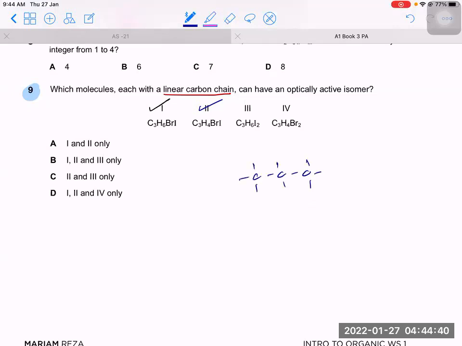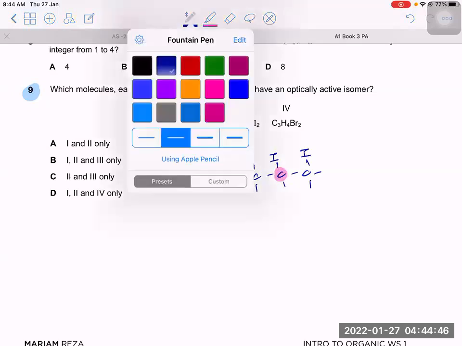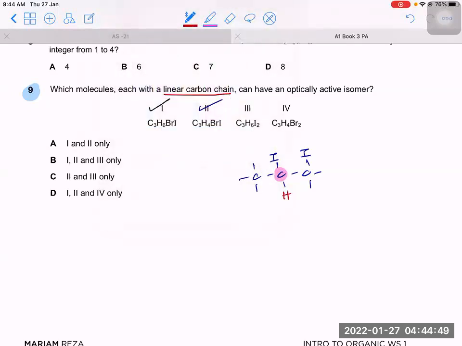Then you have C3H6I2. Now 2 I's. Let's position them in such a way that you may get a chiral carbon. Do you see this carbon right here? Can I call this chiral? Because it has an H, an I, a CH3, and a CH2I. Do you see this is also chiral?